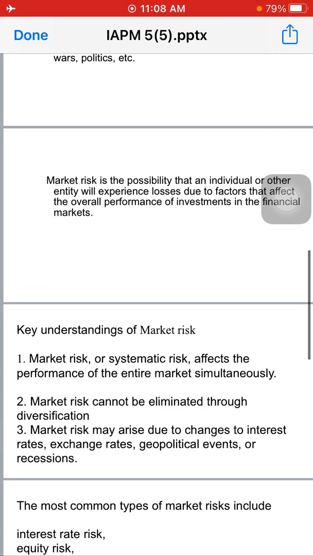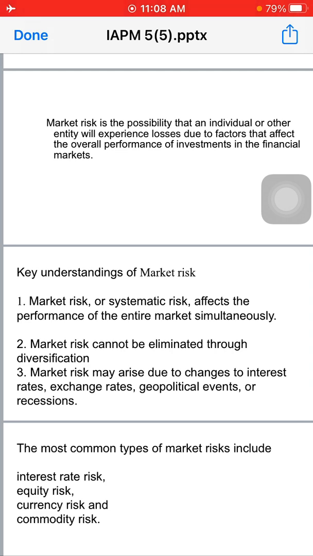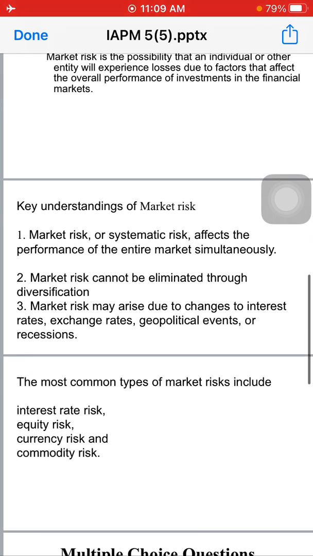So, for the key understandings of market risk or systematic risk, it affects the performance of the entire market simultaneously. Yes, banking sector not doing well, IT not doing well, okay, we can invest in shipbuilding or we can invest in pharmaceutical. No. Market risk is that risk which affects entire sectors, entire industries and entire market irrespective of the type of investment you have basically done. So, the most hit by this market risk is the shareholders rather than the bond holders or the debenture holders.